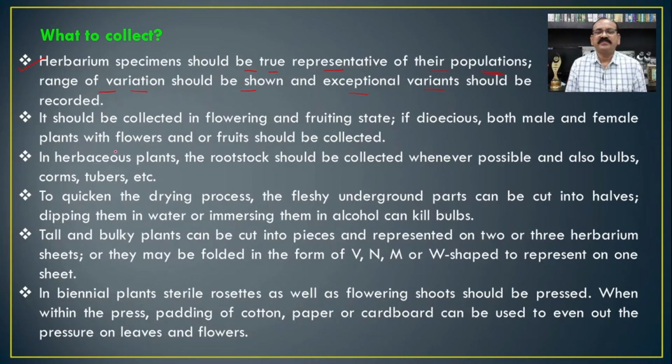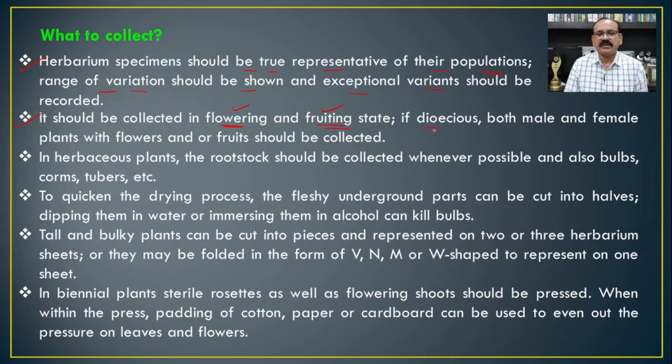Many times we find many variations among the individuals of a population, and in such a situation if we find certain variations among the different plants, such specimens should be collected for further study. Then it should be collected in a flowering and fruiting state, because when we are going to identify the plants, mostly in the keys the flowering and fruiting characters are considered, and hence while collecting the plants we have to take care that the plants to be collected for the preparation of the herbarium should be in a flowering and fruiting state.